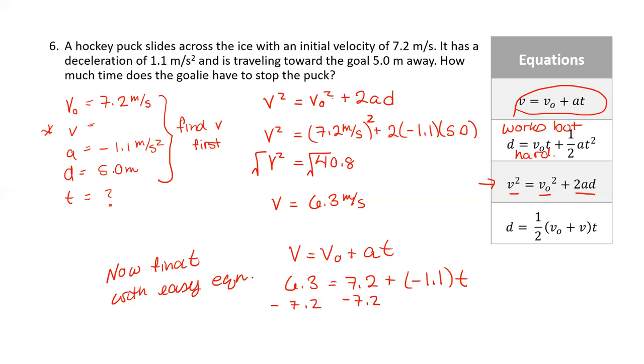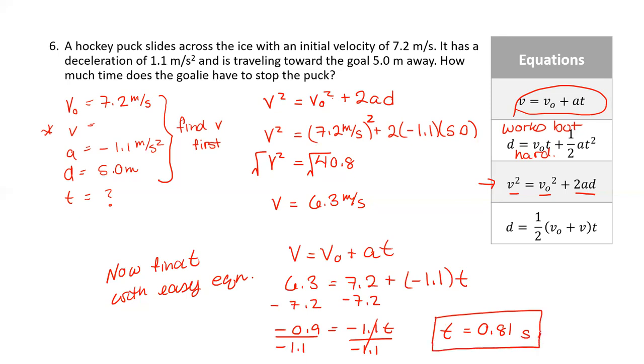6.3 minus 7.2 leaves us with negative 0.9 equals negative 1.1 t, divided by negative 1.1. T is equal to 0.81 seconds.